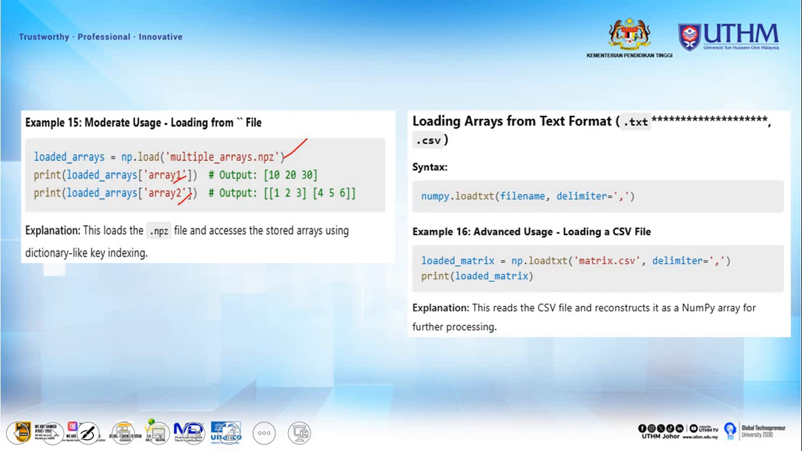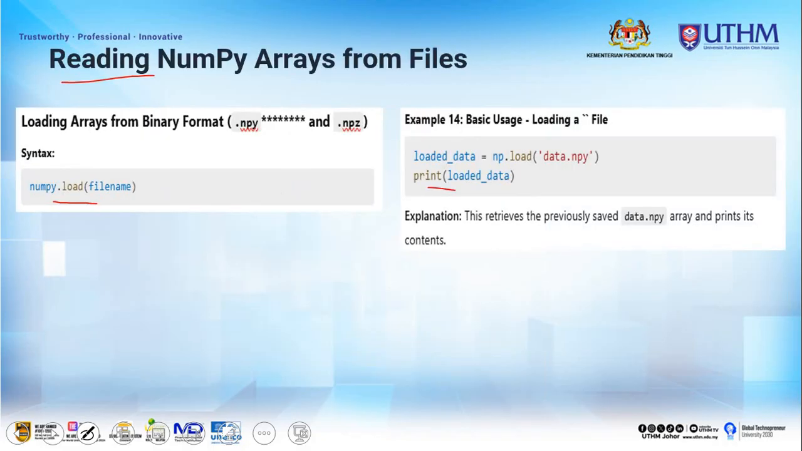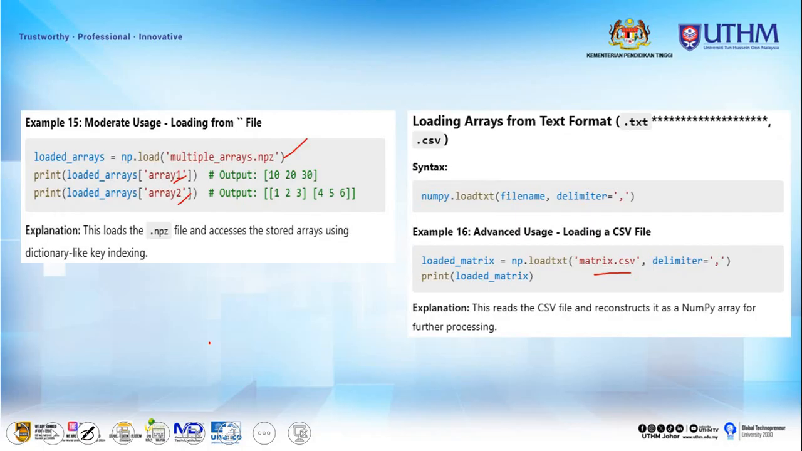For the CSV file, sorry, this one is a text file format. np.loadtxt with the delimiter. So we load matrix.csv, because in the previous example we saved the file as matrix.csv, with delimiter equal to comma, print loaded matrix. This reads the CSV file and reconstructs it as a NumPy array for further processing. Why do we need to call the file and save the file? It's for future references and users. So we need to know how to write a file and read the file.